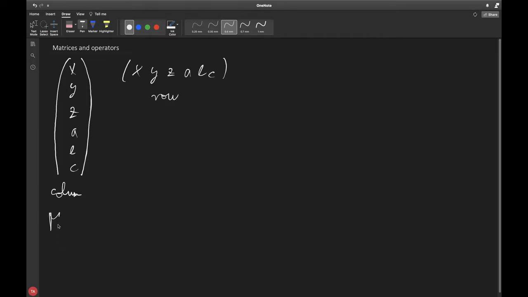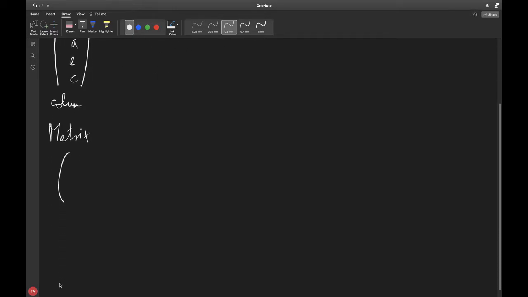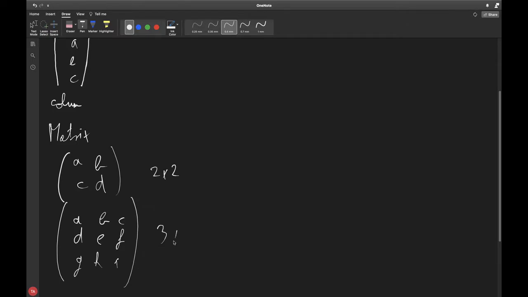So when we move to matrices, in a matrix, we have a two-dimensional collection of information. We have A, B, C, D. This is going to be a 2 by 2 matrix. Or I can do A, B, C, D, E, F, G, H, I. Random letters. It's a 3 by 3 matrix. So really, conceptually, this is a two-dimensional collection of information, while in a vector we had a one-dimensional collection of information.